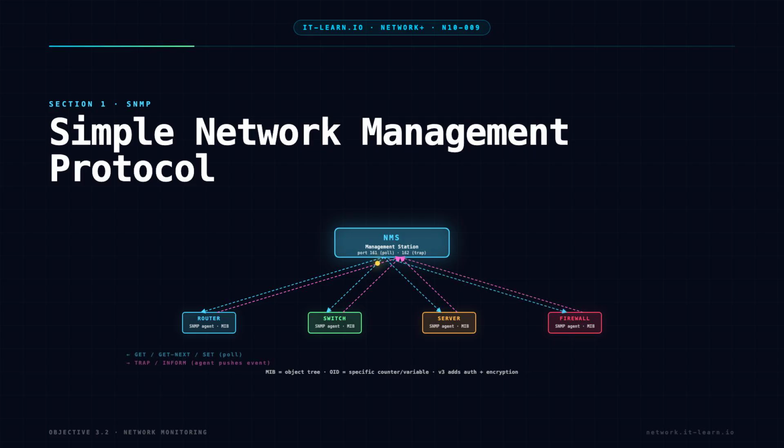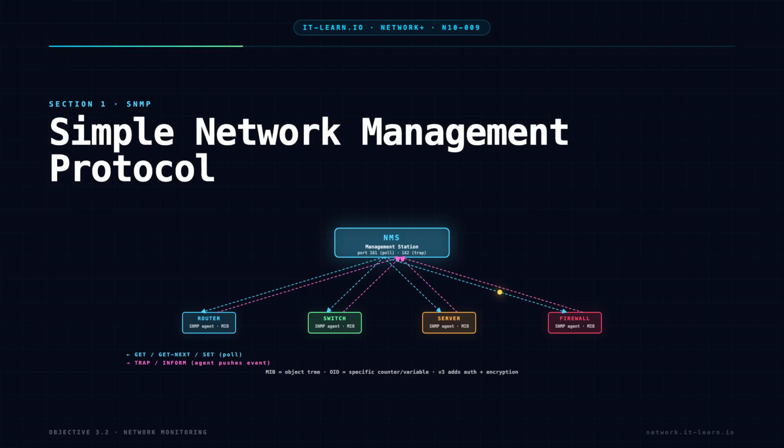SNMP operations include GET, which retrieves a specific value from an agent. GetNext retrieves the next value in the MIB tree. Set changes a value on the managed device. Trap is an unsolicited alert sent from the agent to the management station when a predefined event occurs, like an interface going down. The management station typically uses port 161 for queries, and traps are sent to port 162.